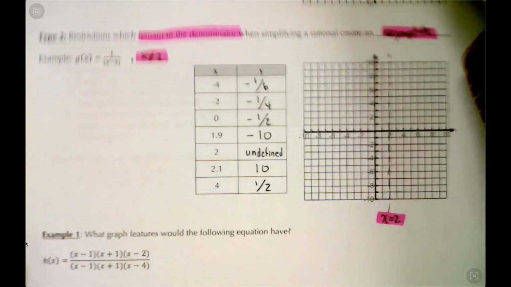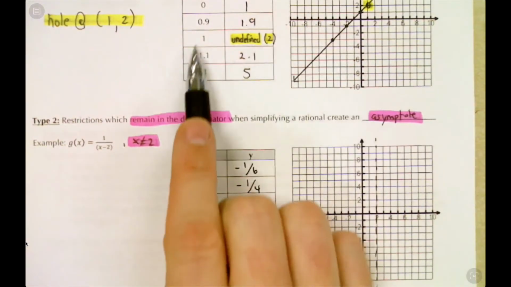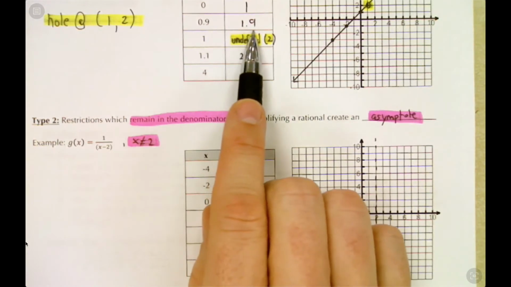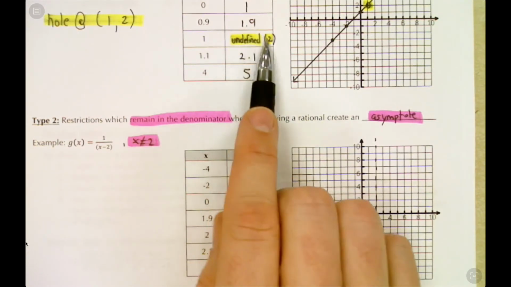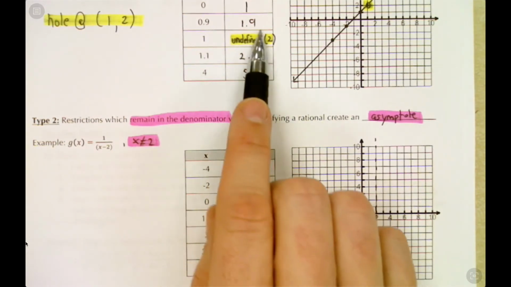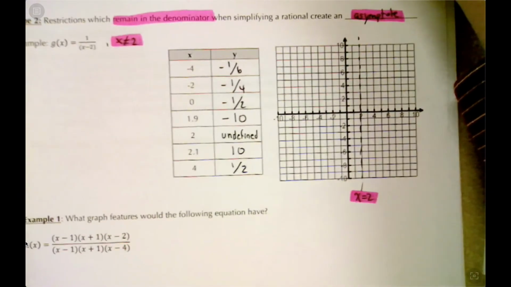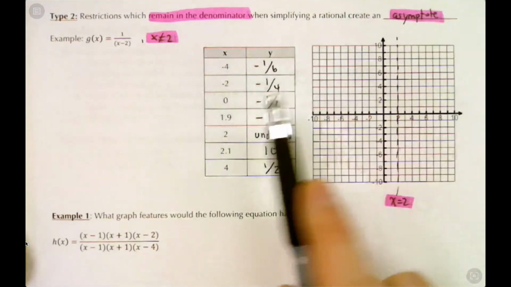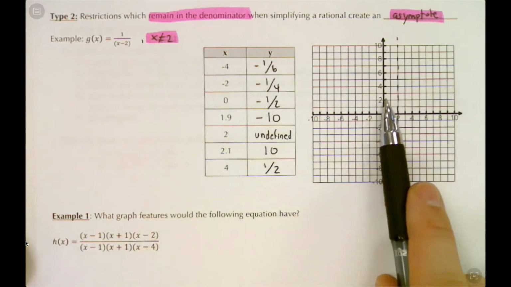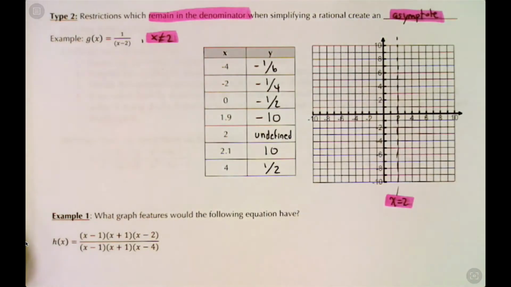Up here, when we were looking at our hole, the closer we get to 1, the number is just going to get closer to 2. It's not going to explode in any one direction. It's just getting really close to 2, which is getting really close to the hole. For a vertical asymptote, when you get really close to it, the numbers get very extreme. They shoot off the graph. And that's what happens when we go to graph this.